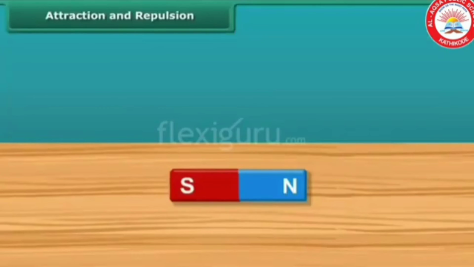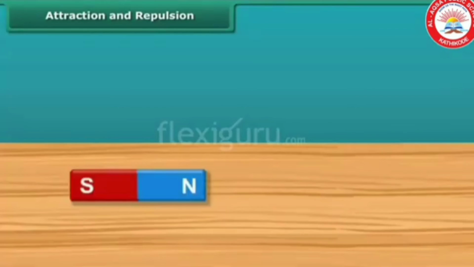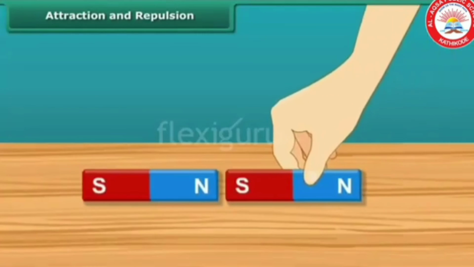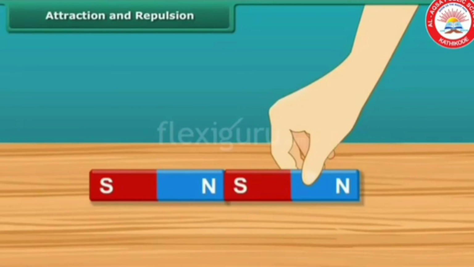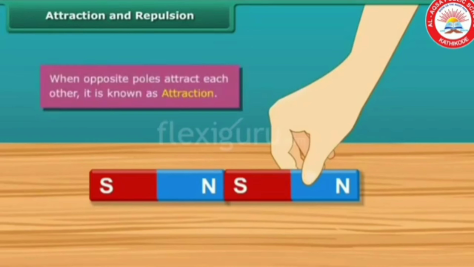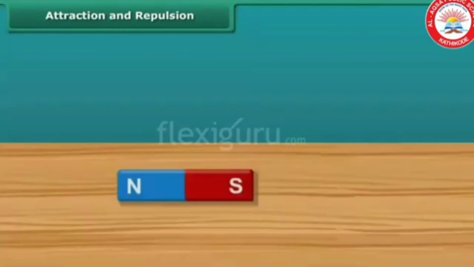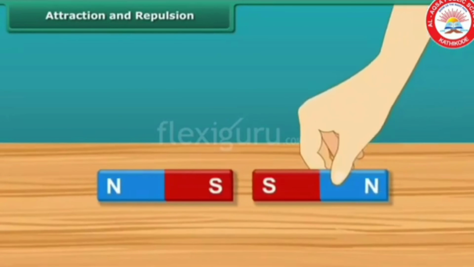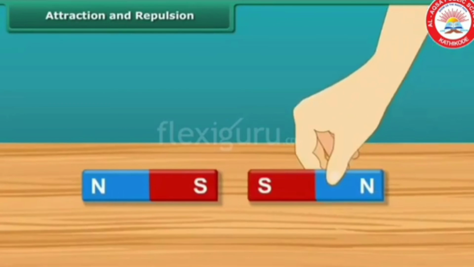Once more, if you take two bar magnets with opposite poles, we can see that they will attract each other. And if we take similar poles like this, we can see that they will repel each other.